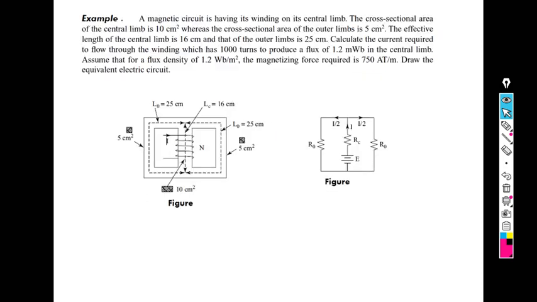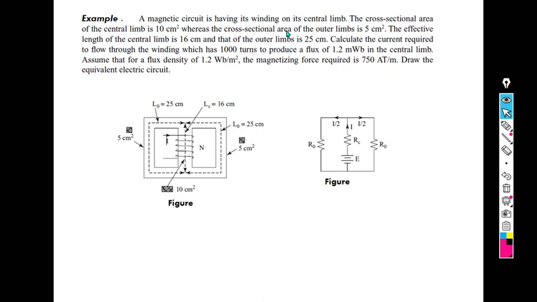The second problem is that a magnetic circuit is having its winding on its central limb. So already I mentioned this is a left limb, this is a central limb, and this is a right limb. The magnetic circuit has its winding on its central limb. The cross sectional area of the central limb is 10 centimeter square. So this area up to this area is 10 centimeter square.